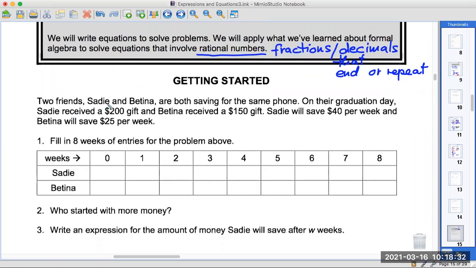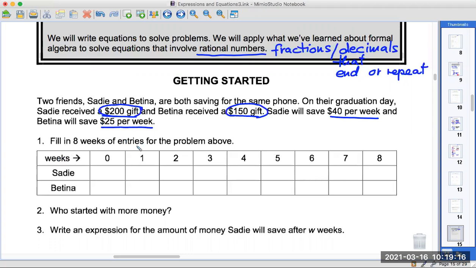Getting started: two friends, Sadie and Bettina, are both saving for the same phone. On their graduation day, Sadie received a $200 gift and Bettina received a $150 gift. How nice, right? Sadie will save $40 per week and Bettina will save $25 per week. The starting points are the ones you need to underline. And this per week means every week you're going to add $40, so that'll make the amount bigger, right? And this is the same, $25 per week.